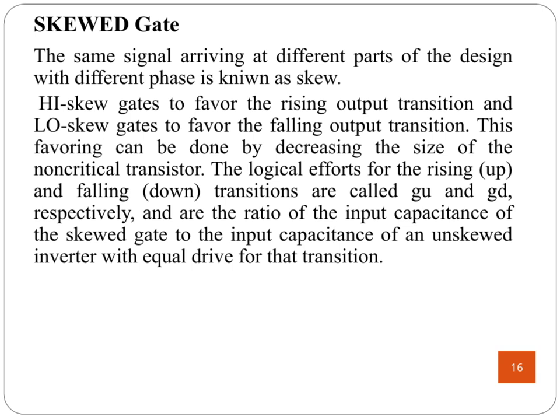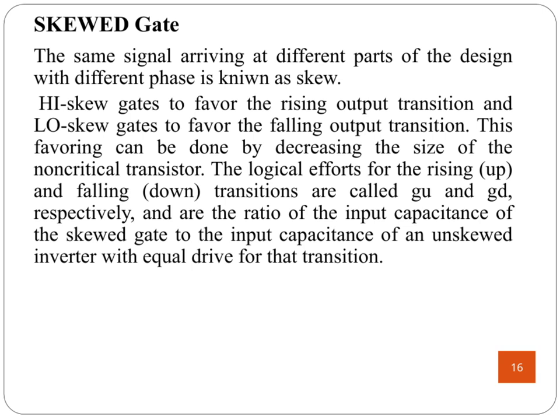To manage this, we use what's called skewed gates. There are 2 types: HI skew gates, which are designed to favor the rising output transition, meaning they help the signal go from low to high more quickly. Then there are LO skew gates, which favor the falling output transition, helping the signal change from high to low faster. One way to achieve this favoring is by decreasing the size of the non-critical transistor within the gate. This tuning changes how the gate responds during the rising or falling transitions.